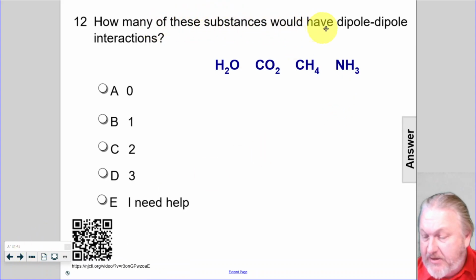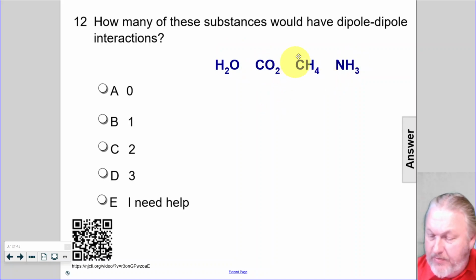Which of the following substances would have dipole-dipole interactions? Well, H2O will, but it's got something else going on. CO2, that's more of a linear molecule. No, that's nonpolar. That's polar, so I think there would only be two: C, H2O and ammonia.